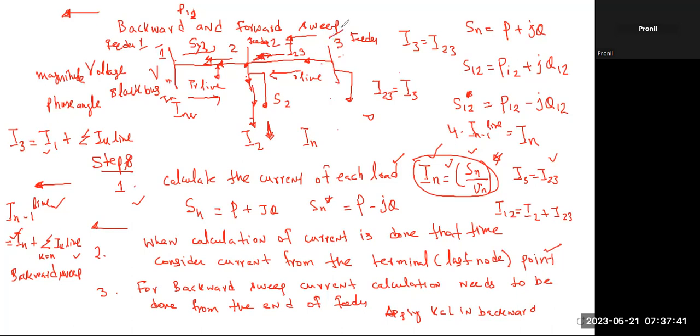Just this is my input and this is my output. That is why it is called backward. It is just the phase reversal of the current. So you apply KCL from the last node in the reverse direction. But while calculating the first value of IN, you have to calculate in a forward direction only. You have to directly write Sn divided by Vn. That's it. These 2 points are the backward sweep. It is done.